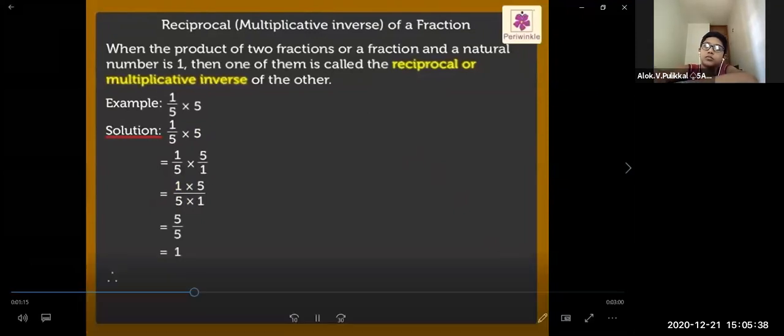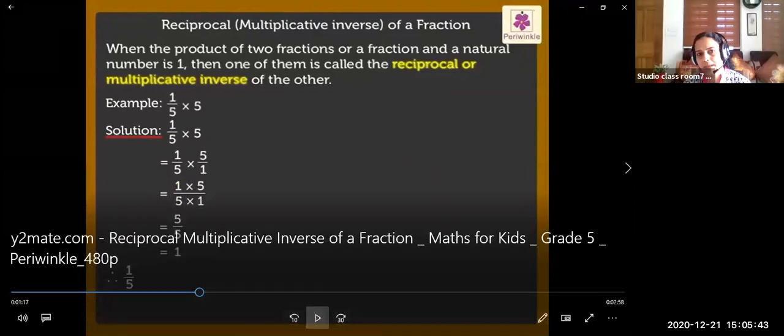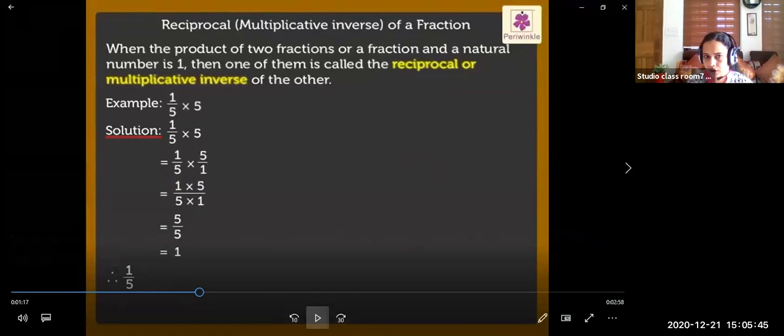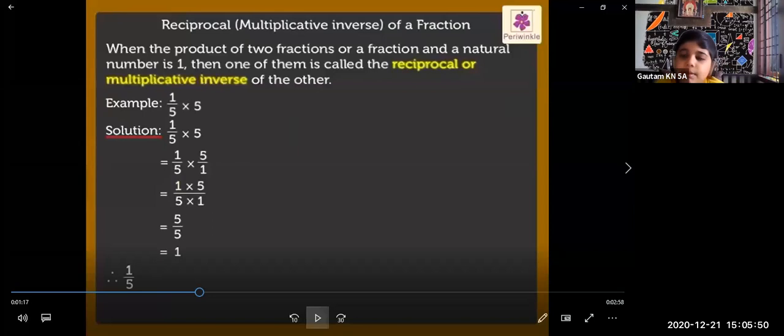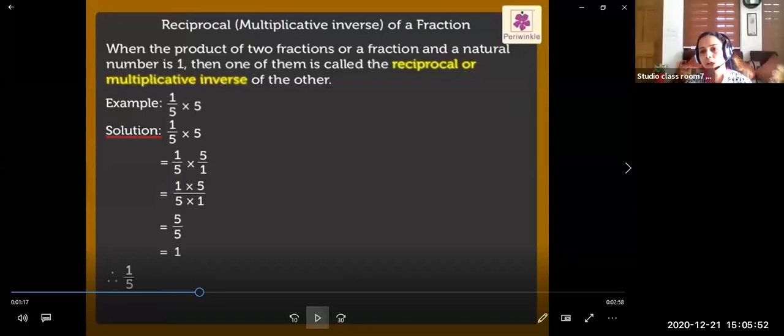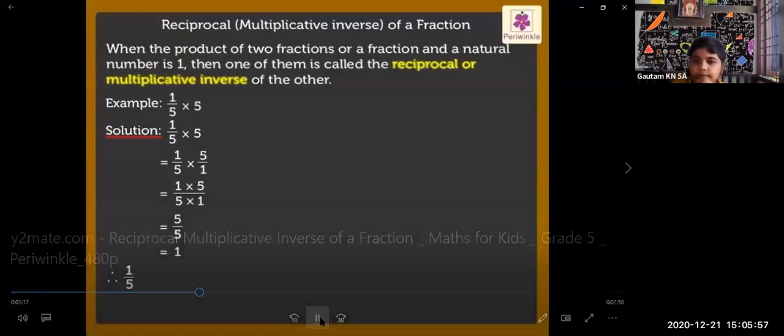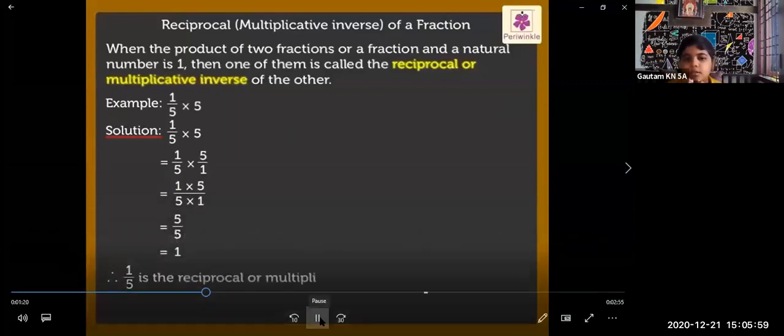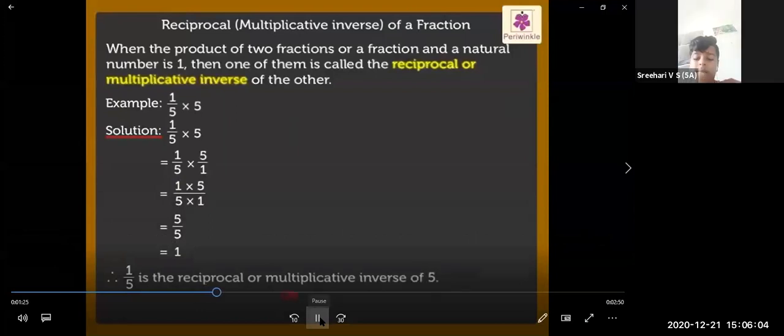Thus, we conclude that 1 upon 5 and 5 are reciprocals. So children, here when you multiply a fraction and a natural number, or a product of two fractions, the answer will be 1. Okay, the answer will be 1. 5 is the reciprocal or multiplicative inverse of 1 upon 5, or we can also say 1 upon 5 is the reciprocal or multiplicative inverse of 5.